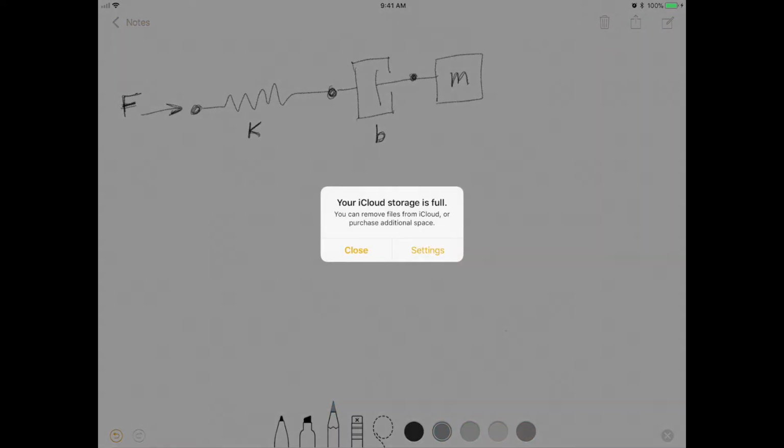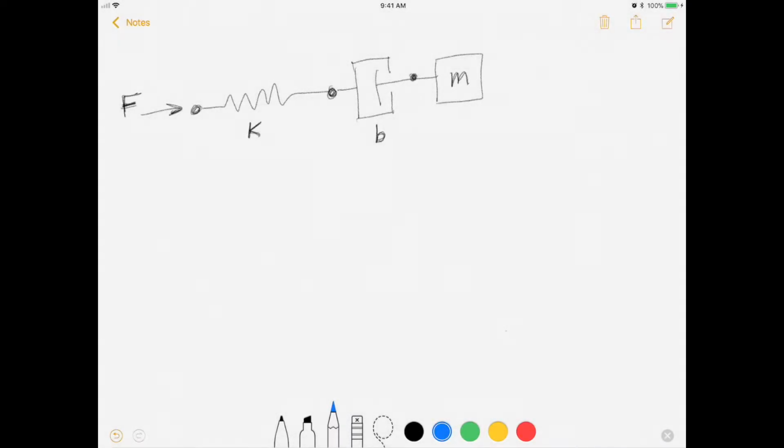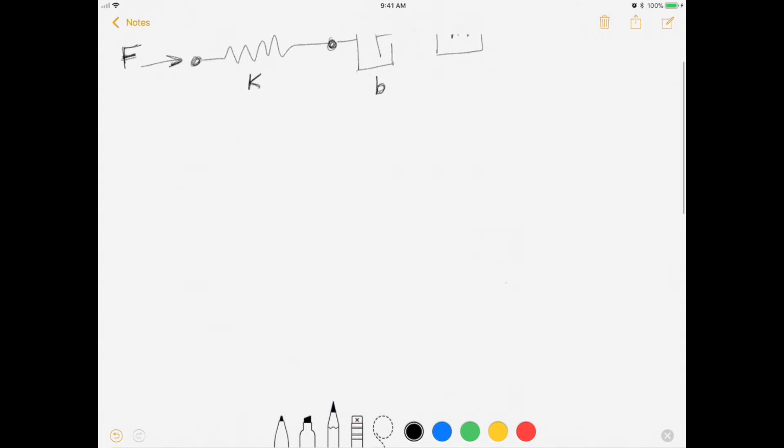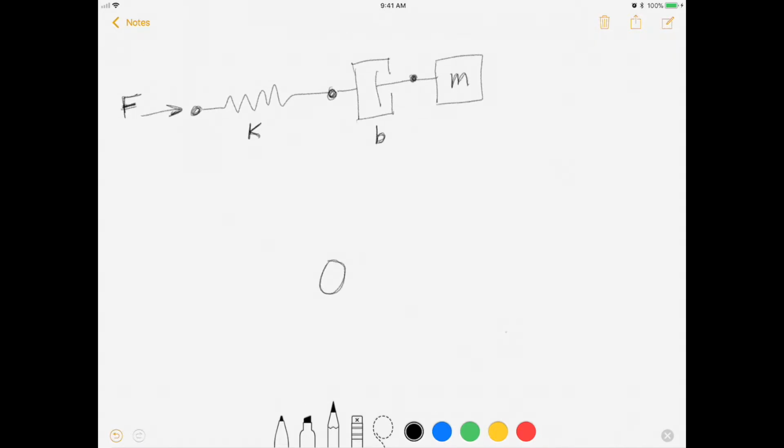Effectively, it's different from the other problem because these nodes right here are going to be moving at different velocities. They're not going to be the same. And that's because the force throughout the entire system is the same, but the flow or the velocity of the system is going to be very different for each of these components. And so we have a common junction of 0 right here because that's a common effort. The force is the same through the entire system.